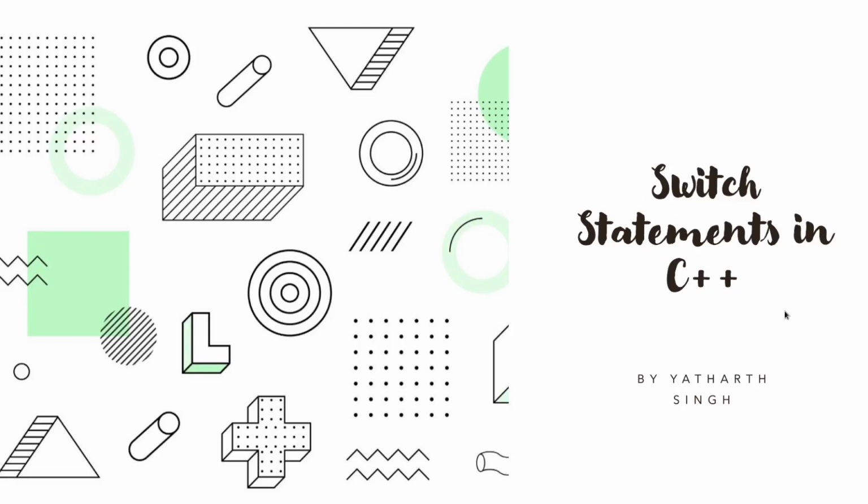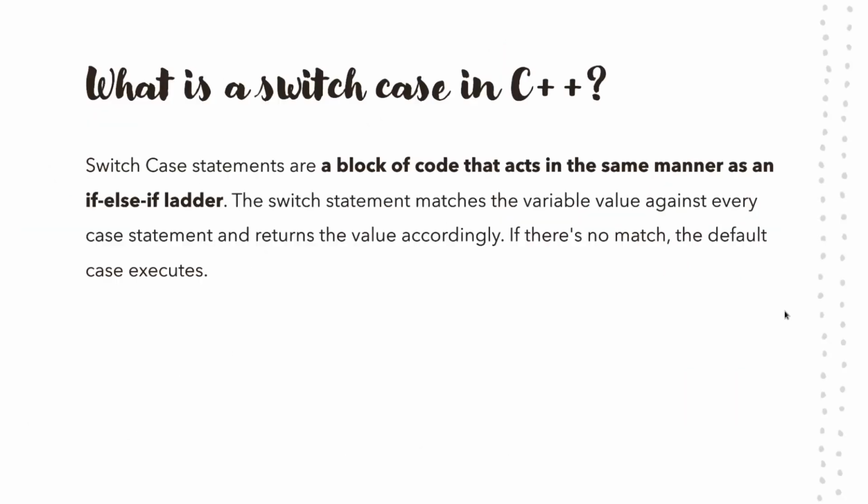Now this is going to be a very exciting video because, as in the last video, we learned about conditional statements, right? And there we got to know that there are two ways we can write conditional statements. The first was if else and the second was the switch case statement. So we covered if else in the last video, and today we're going to be learning about switch statements in C++. So, without any ado, let's get right into it.